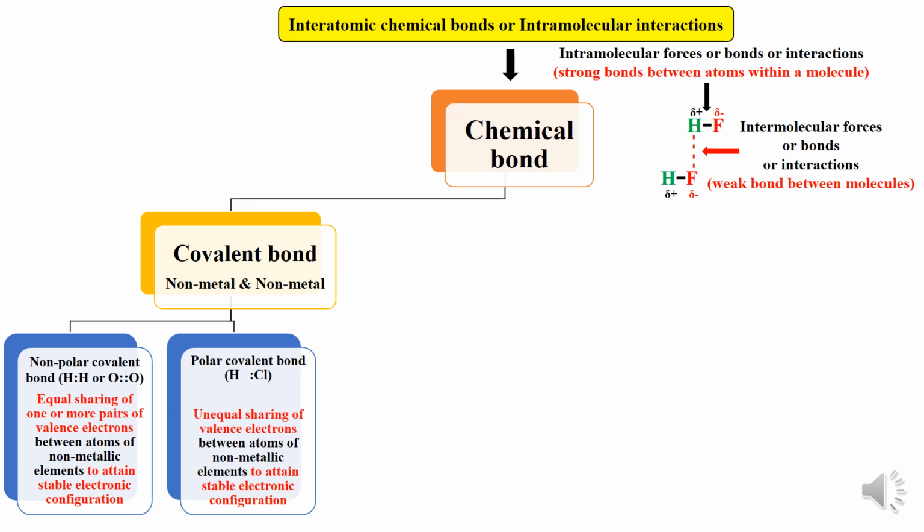And the second type is the polar covalent bond. So in the case of polar covalent bond, you will find unequal sharing of valence electrons between atoms of non-metallic elements. And again, the elements bond in order to attain the stable electronic configuration. For example, you will find the polar covalent bond in the case of a heteroatomic molecule like hydrogen chloride. And a polar covalent bond is generally represented by an arrow with a crossed end. So the crossed end will be the positive end of the molecule and the arrowhead will be the negative end of the molecule.